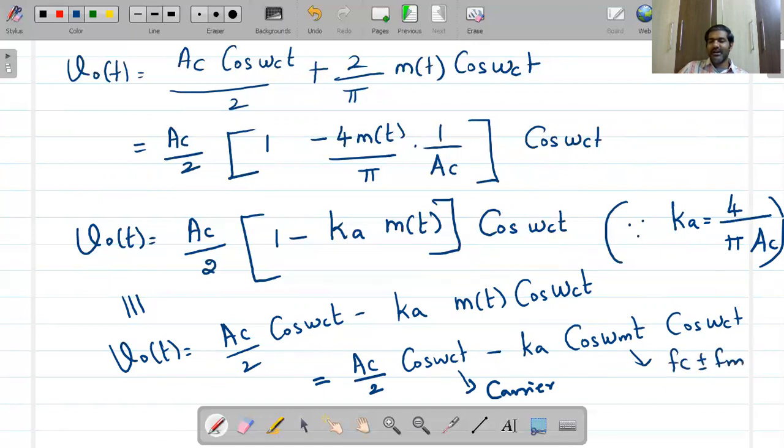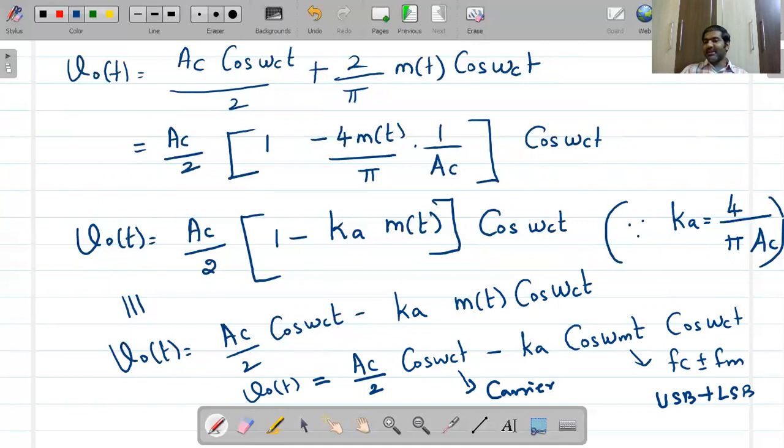So this is what? Sideband, upper sideband and lower sideband. So your output is having two terms. What are they? Carrier and upper sideband and lower sideband. So what is that called? That is called double sideband full carrier. So you can use a switching modulator to generate a double sideband full carrier.